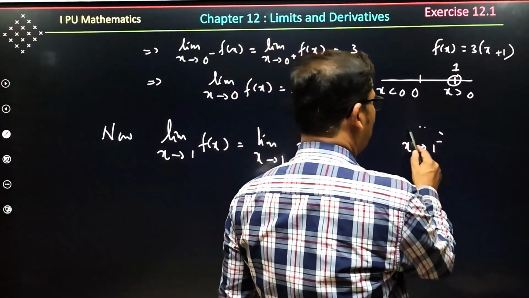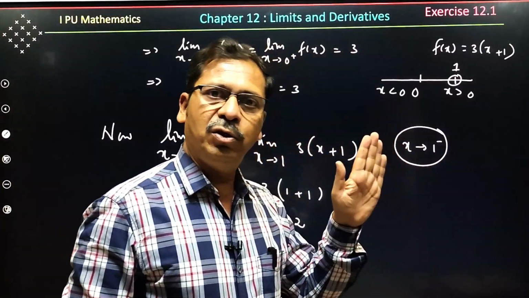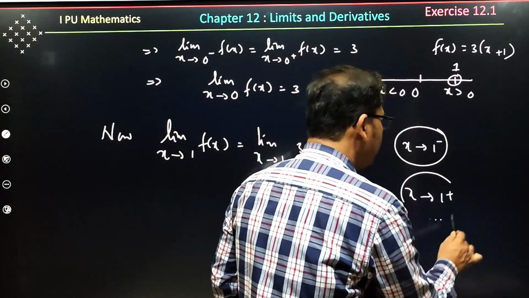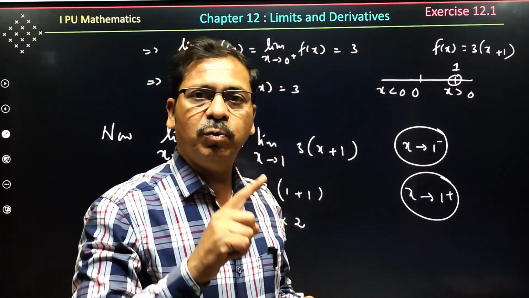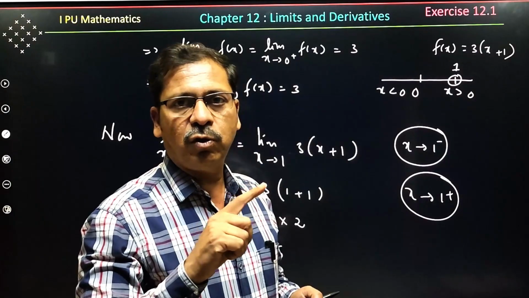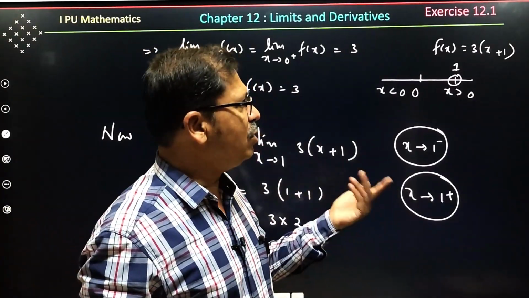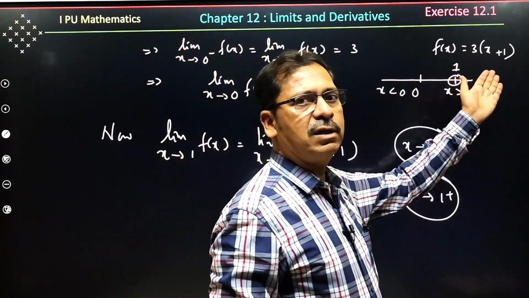So, x tends to 1 minus, f(x) you should take as 3 into bracket x plus 1. If you take x tends to 1 plus, it is greater than 0. Greater than 1 means what? 1.1, 1.01, 1.001 means again it is greater than 0. Greater than 0 means the function is to be taken as 3 into bracket x plus 1.